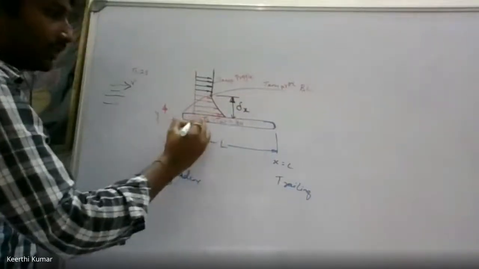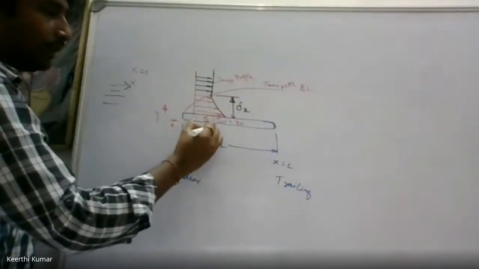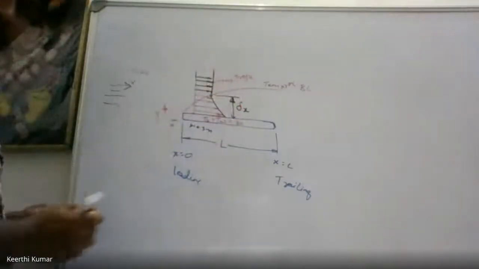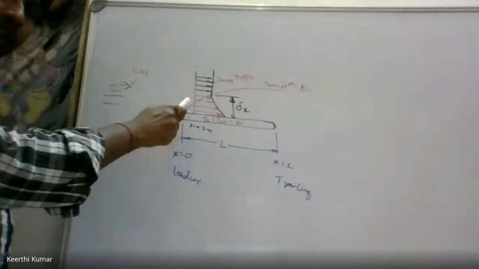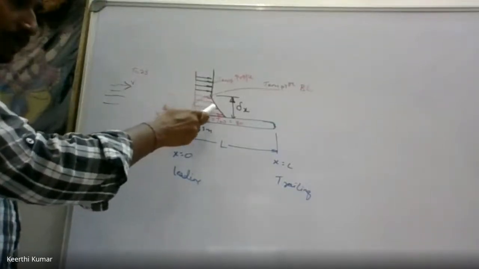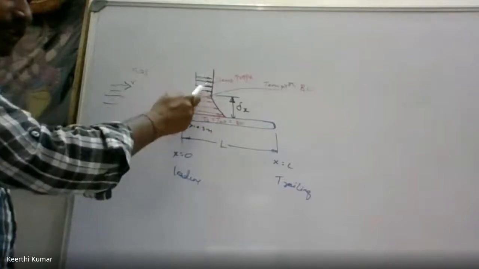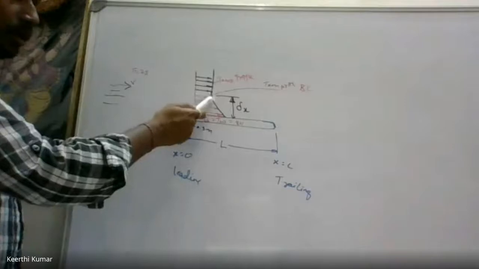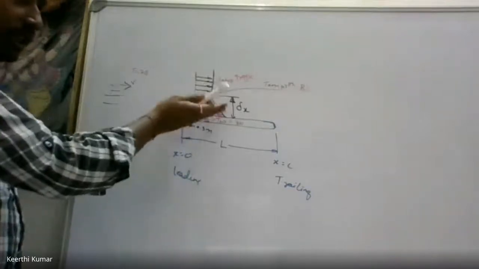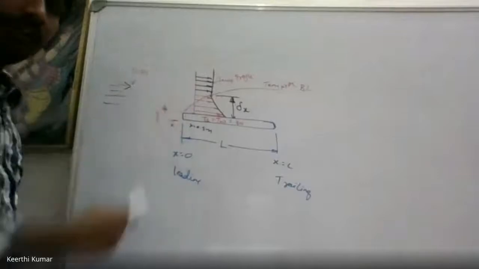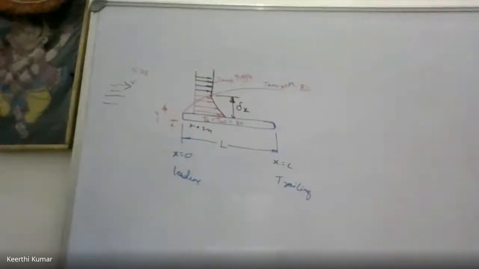They will give the value of x, say x equal to 0.5 meter, and ask you to find delta x. First, you should know what delta x is. Delta x is nothing but the point below which the temperature profile varies. After this delta x, there is no temperature profile variation. That means below this, we are still in the thermal boundary layer, and after that we are exceeding the thermal boundary. That is the meaning of delta x. They are going to ask what that delta x is.